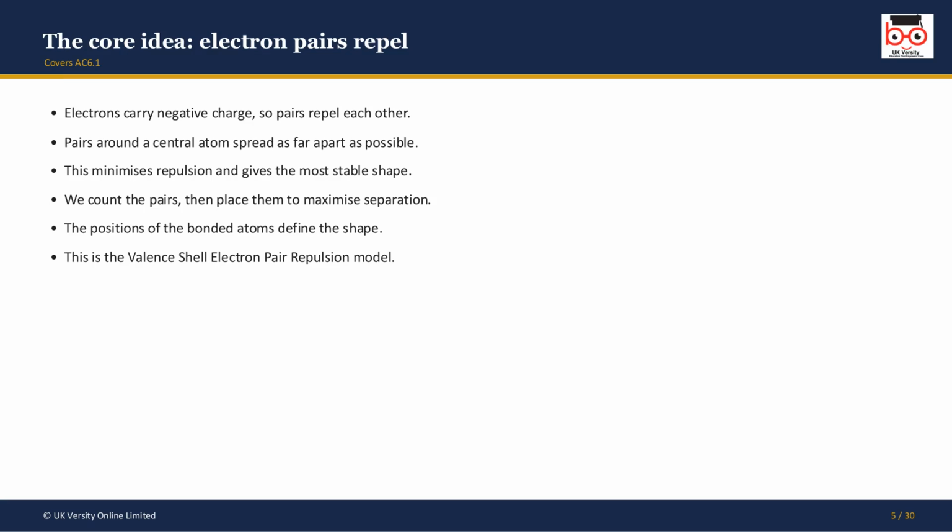Here's the core idea in a nutshell. Electrons carry negative charge, so pairs of electrons repel one another. Around a central atom, those pairs spread out as far apart as they possibly can, which minimizes the repulsion and gives the most stable shape. So our method is simply this. Count the pairs, then place them to maximize their separation. The positions of the bonded atoms then define the shape. That's the whole of the valence shell electron-pair repulsion model.